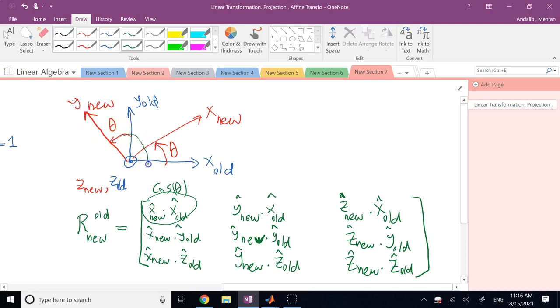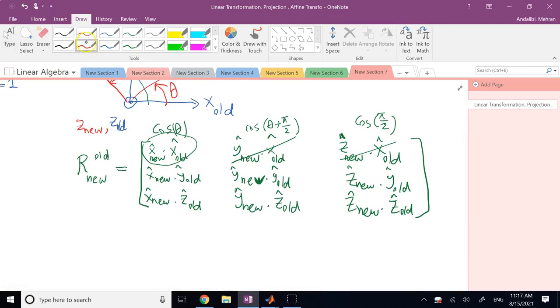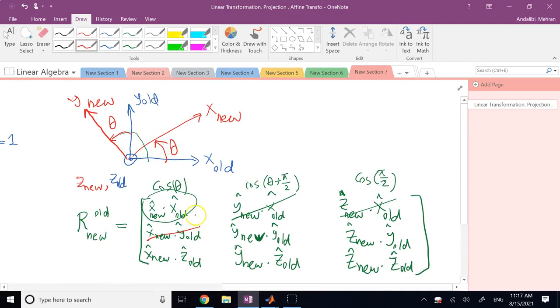Or y new and x old, the angle between x old and y new, if you look, that's theta plus 90 degrees. So this is going to be cosine of theta plus pi over 2. The angle between z new, which is out of the plane, and x old is simply 90 degrees, right? And so on and so forth. So it's, as you can see, it's just a bunch of cosines. So now x new and y old, that's pi over 2 minus theta, right? That's this angle.